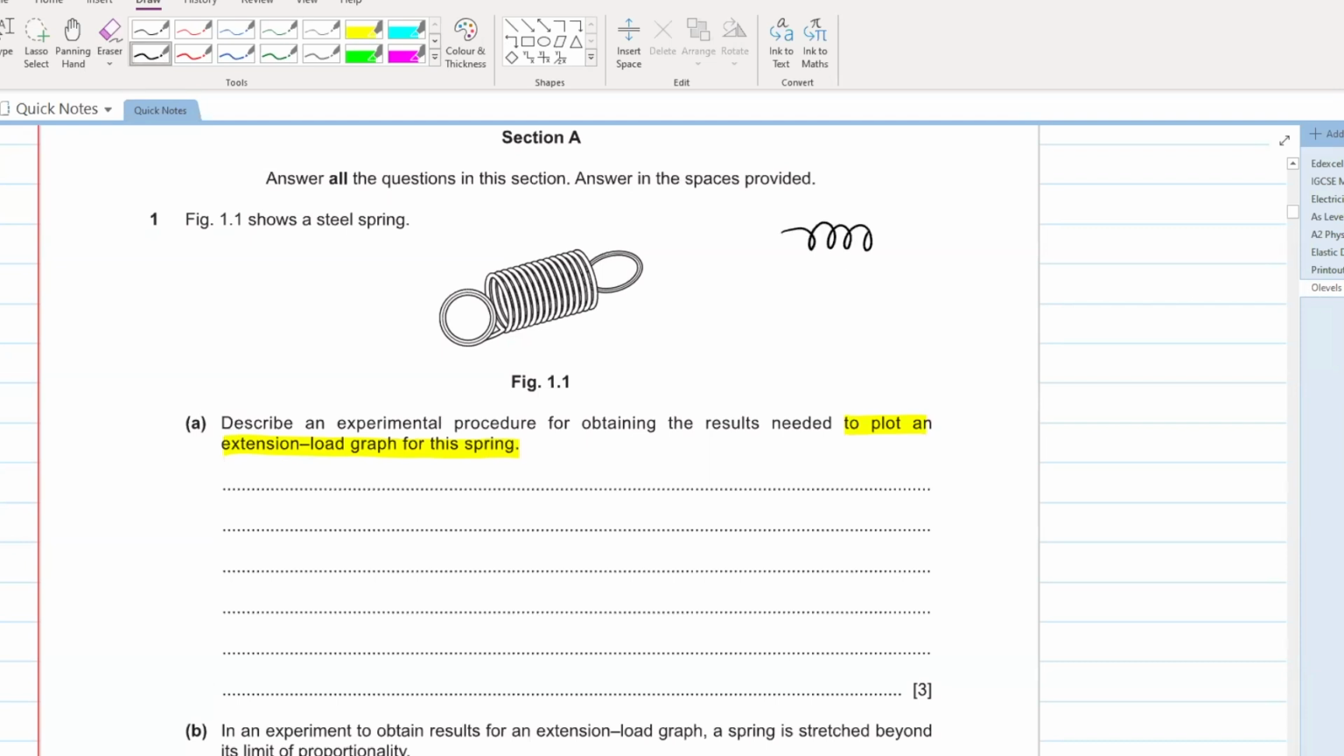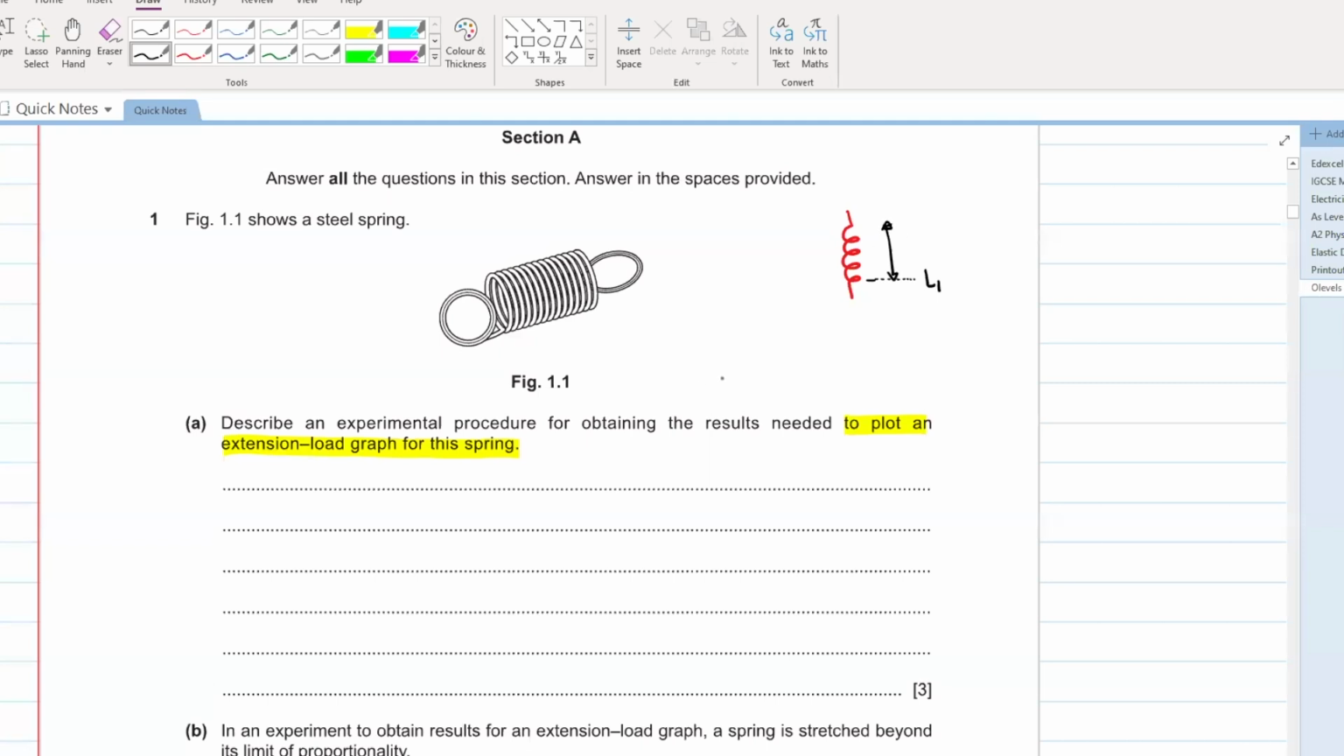Let's say you have a spring like this. You attach a marker to it. Let's say this is L1, and you measure this length. You attach a marker to it and measure a length of L1.